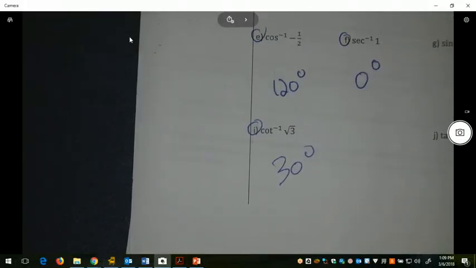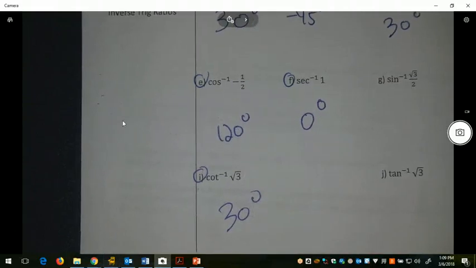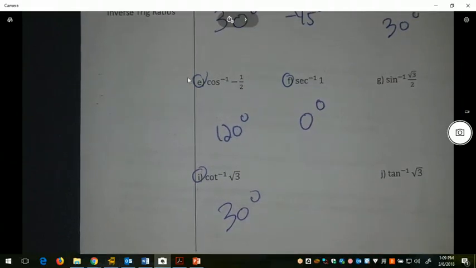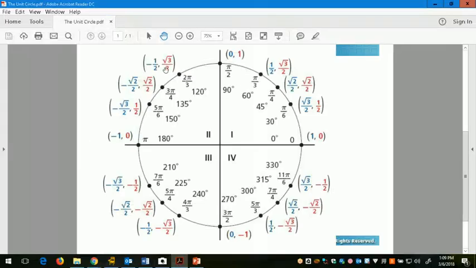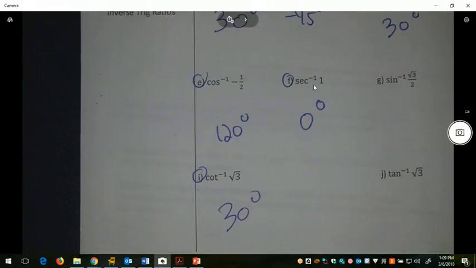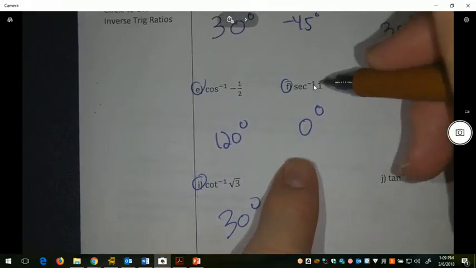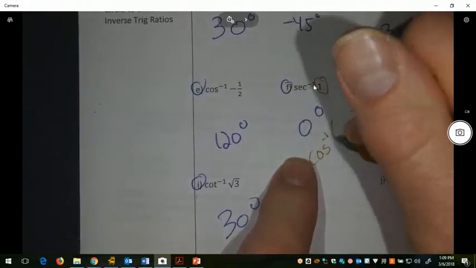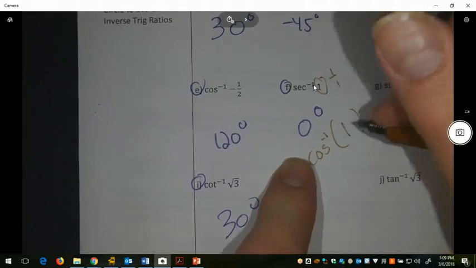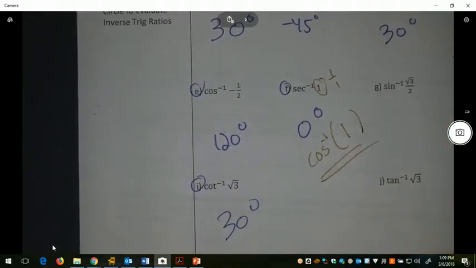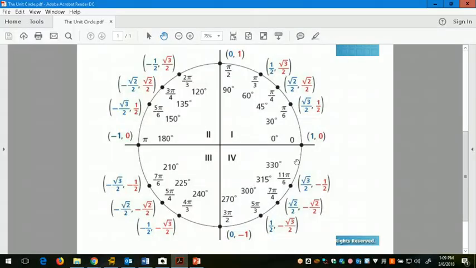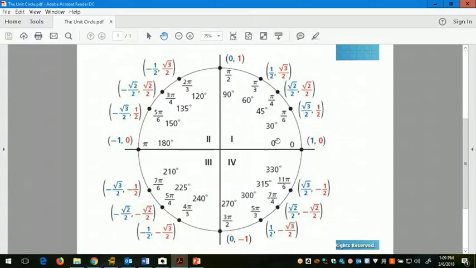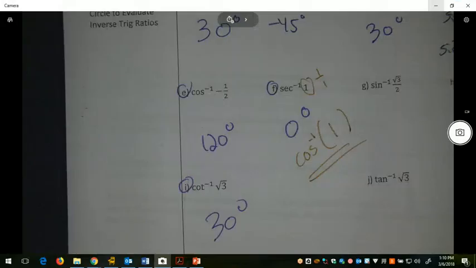All right, so the conclusions for those. Cosine inverse of -1/2. So I'm looking on the top two quadrants. When is cosine -1/2? Cosine is -1/2 right here at 120 degrees. The secant inverse, when is secant 1? Well, that's not on the unit circle, but its reciprocal is. Well, 1 is 1 over 1. Its reciprocal is just 1. So 1 is cosine 1. Looking back at the unit circle, cosine is 1 at 0 degrees. So that's what we put down, 0 degrees.